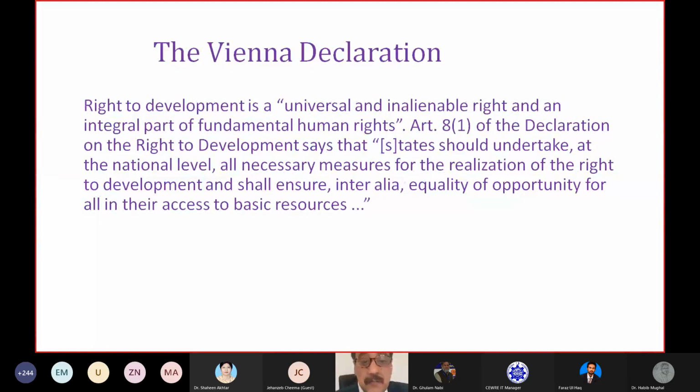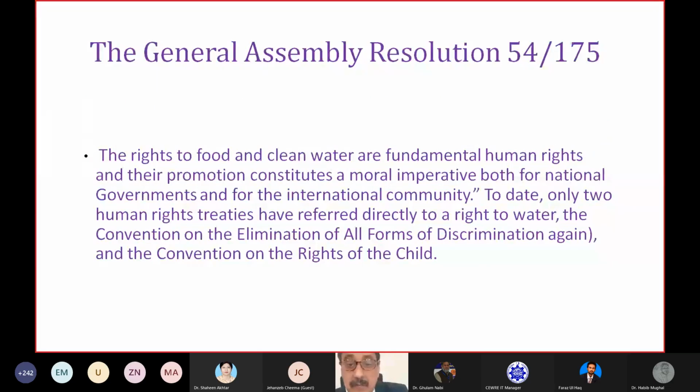Article 8.1 of the Declaration on the Right to Development states that nation states, not basins, should undertake at the national level all necessary measures for the realization of the right to development and shall ensure, inter alia, equality of opportunity for all in their access to basic resources, natural resources, and water resources.